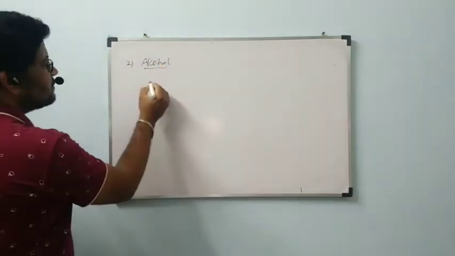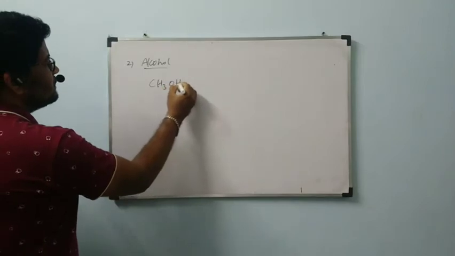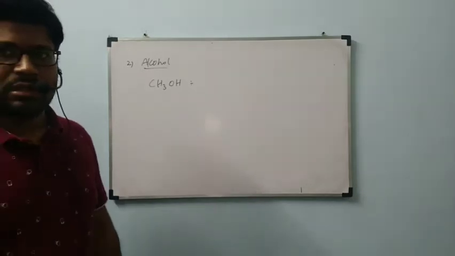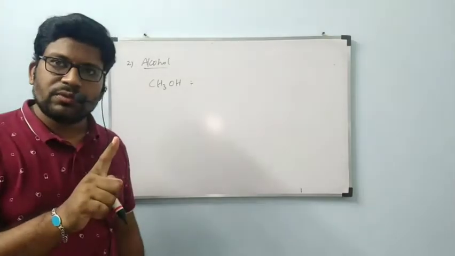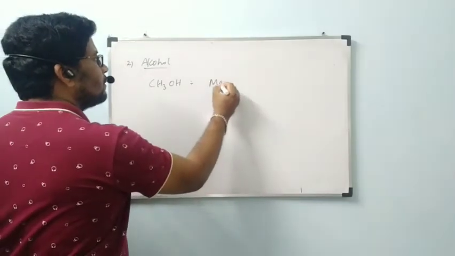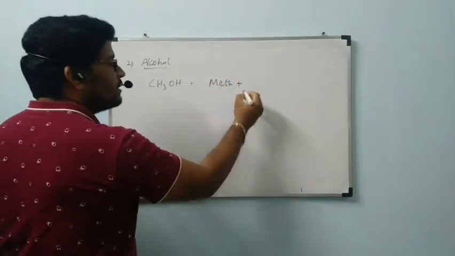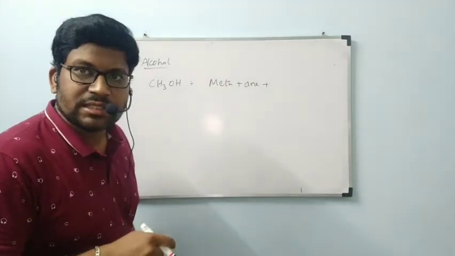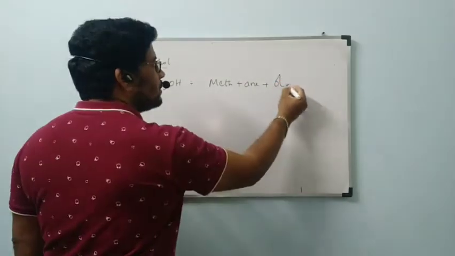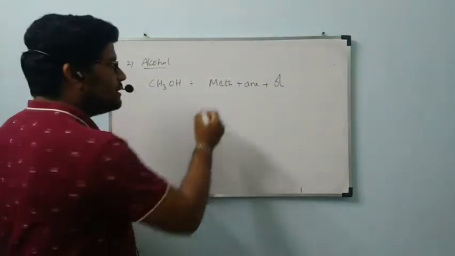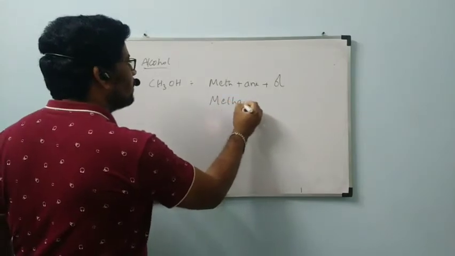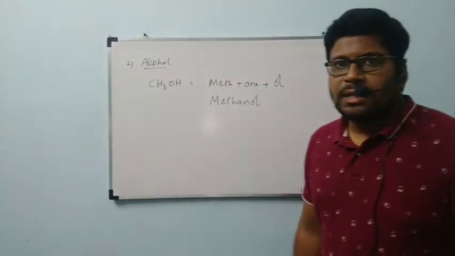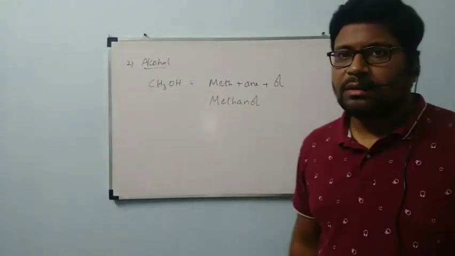Alcohols start with first carbon, CH3OH. This compound contains totally how many carbons? 1 carbon. 1 carbon means what is the root word? Meth. Single bonds only, definitely. An. If it is alcohol, what is the secondary suffix? Ol. Now join. The name of this compound will become methanol.